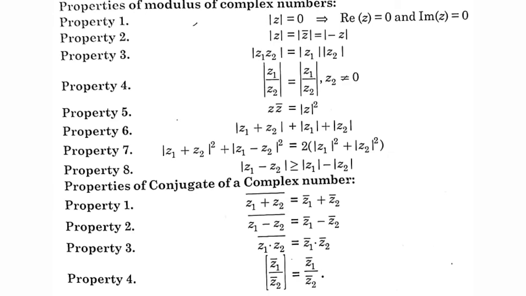Properties of conjugates of complex numbers. First property: conjugate of z1 plus z2 is equal to conjugate of z1 plus conjugate of z2. Conjugate of z1 minus z2 is equal to conjugate of z1 minus conjugate of z2. Conjugate of z1 into z2 is equal to conjugate of z1 into conjugate of z2. Conjugate of z1 upon z2 is equal to conjugate of z1 upon conjugate of z2.